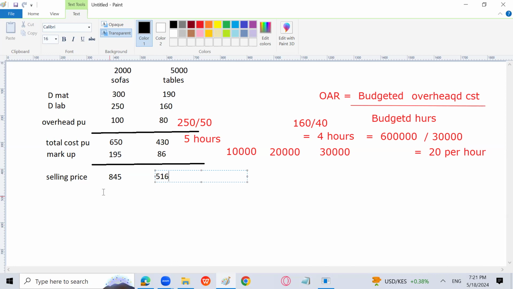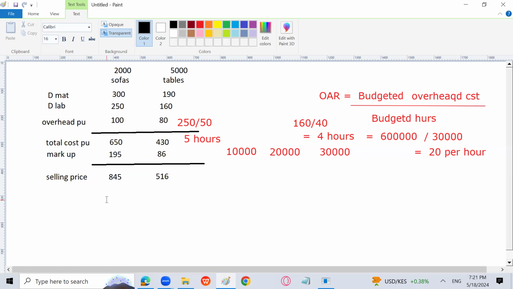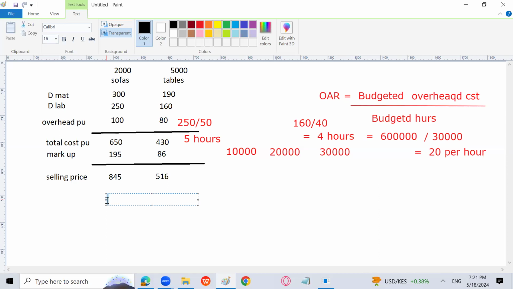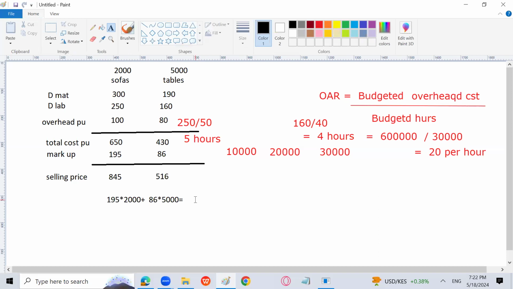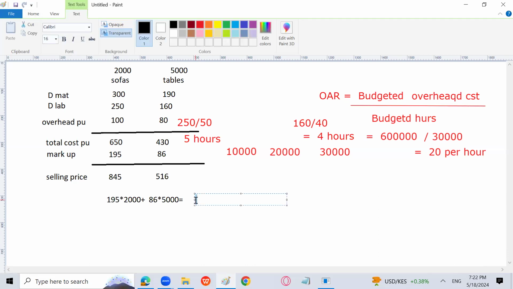Or you can find the total sales and subtract total cost to get profit. But I don't need that. I can find total profit very easily, like 195 multiplied by 2000 plus 86 multiplied by 5000. When you add both of these, you will get the total profit for D Limited, because 195 is the profit per unit and the units sold are 2000 for sofas. And for tables, the profit per unit is 86 and the units sold are 5000.